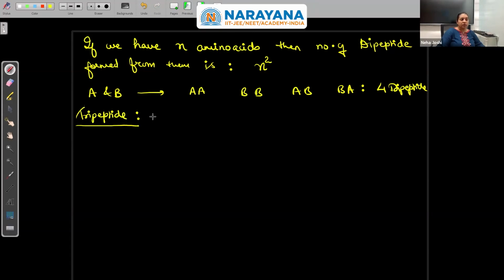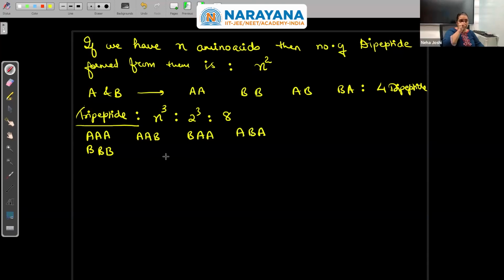Tripeptides are to be formed. So I'll say n raised to power 3. Okay, so 2 raised to power 3, I should get 8. Let us check. Tripeptides: A, B, B, B, A, B, B, A, A, B, A. These are different tripeptides. BAA and AAB are different.